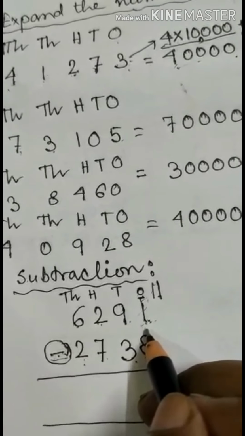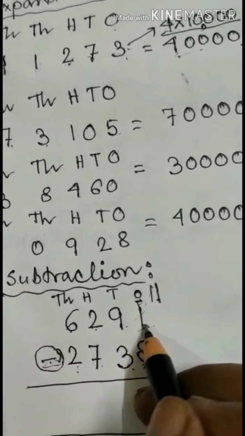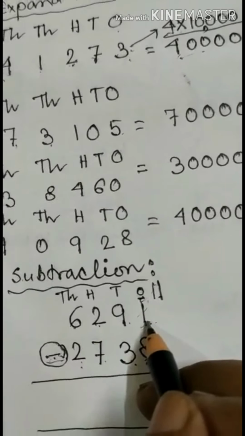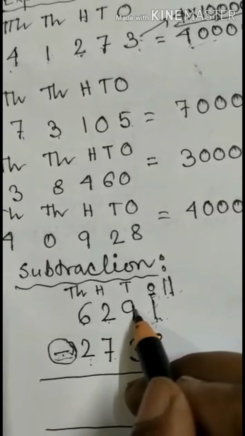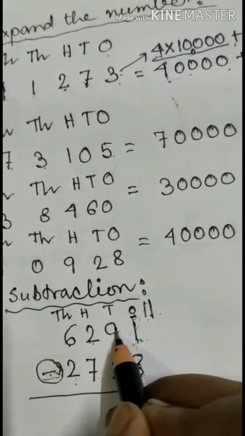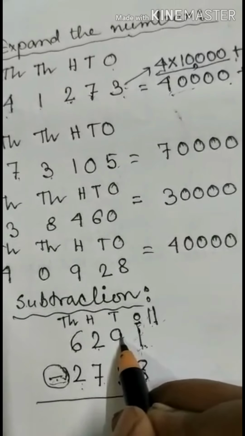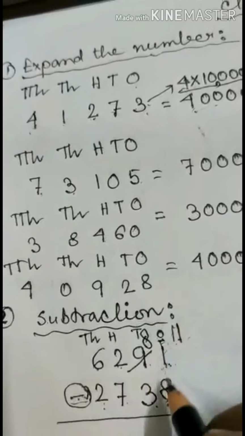But we know we cannot subtract 8 from 1. So we will borrow 1 from 9. Now it will make 11. It comes because 1 is taken from 9. So in the tens room, the upper number is not 9 now. It will be 8.